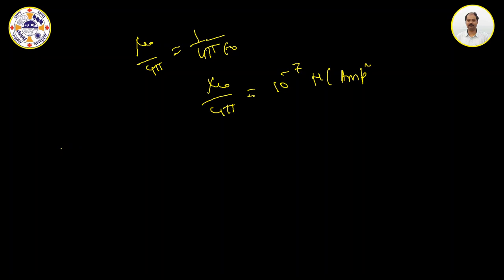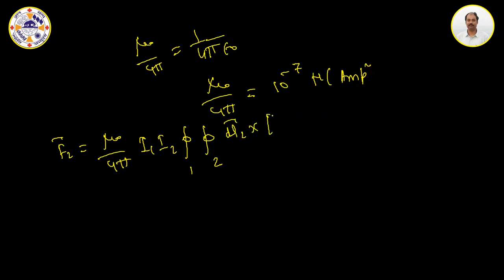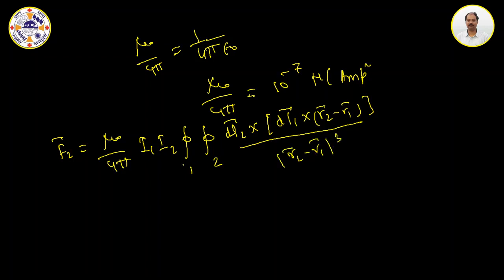Now I am writing again the term F2 equals mu 0 by 4 pi I1 I2 closed integration over 1, closed integration over 2, dl2 cross (dl1 cross (r2 minus r1)) divided by |r2 minus r1| cube. Now from this expression of force given by Ampere, we can find the expression of field.